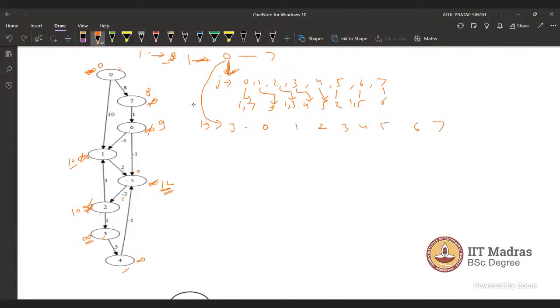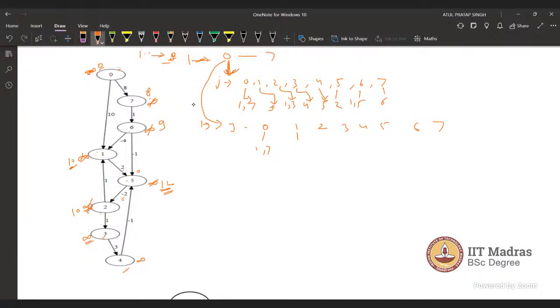Okay, once again we are starting from 0. The initial value is 0, so we can move from 0 to 10. The previous value is also 10, so it is not updated. Then 1 and 7. For 7, the previous value is 8, so no change. Same for 1. Now the value at 1 is 10, and we can move to 5.